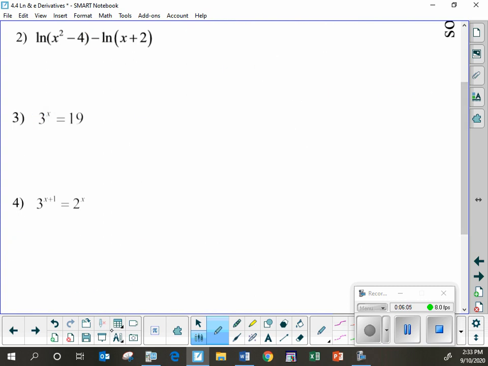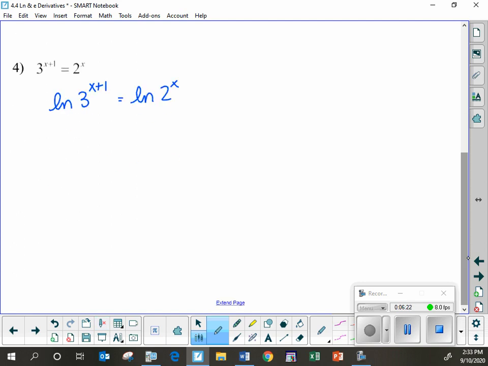Number 4, we've got exponential x values, so I'm going to ln both sides, which will allow me to use the power property to bring the variables down, and that will help us get our variables on the lower level where we can work with them. And what do I want? I want to get x by itself.